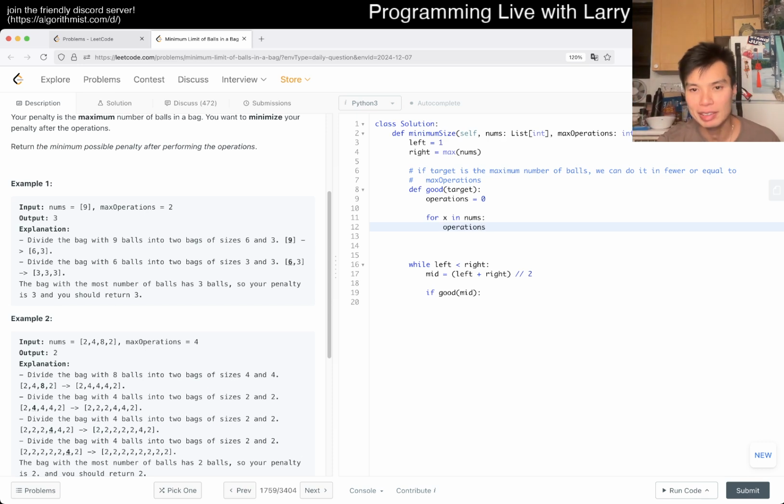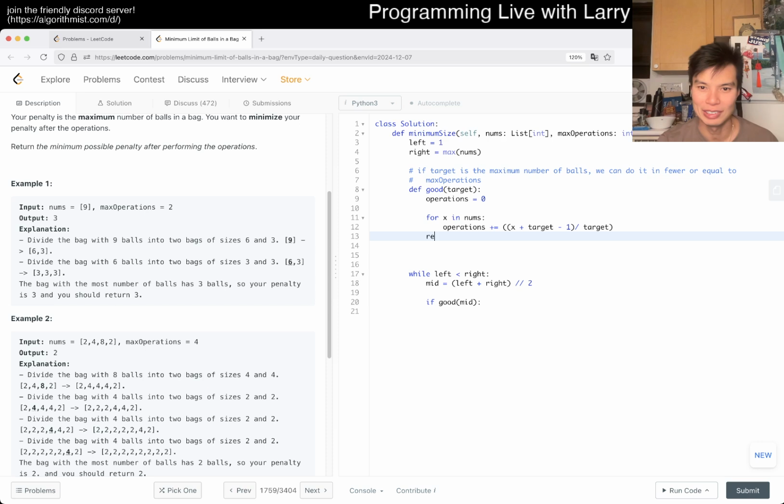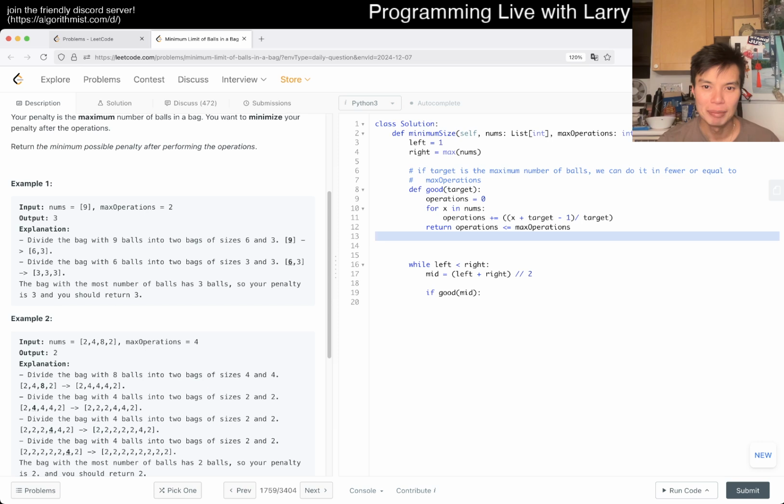So operations, we add x divided by target, rounded up. You can maybe write it this way, but to keep it as an integer, you could also write it this way. I'll leave it as an exercise for the viewers at home to prove it if you're curious about it. But yeah, that's pretty much it.